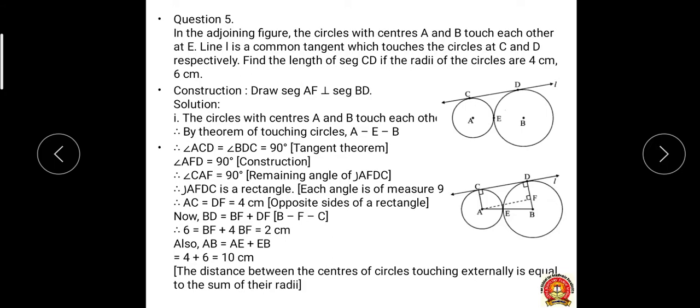If the radius of the small circle is 4 cm and the radius of the big circle is 6 cm.